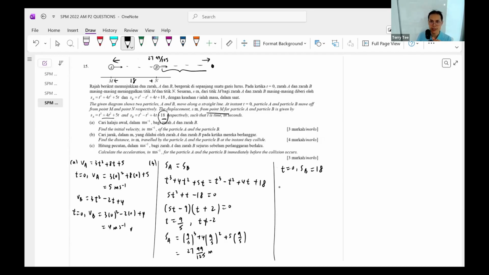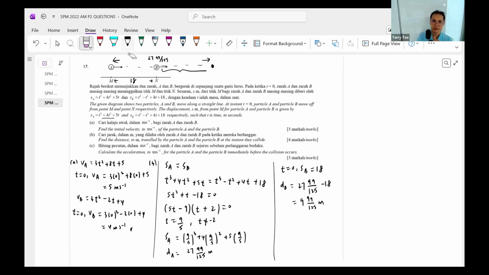So what's the distance traveled by B? This is SA, which represents the distance traveled, so maybe I call it D, distance traveled. Distance traveled by A is this. Distance traveled by B is actually shorter. Why? A has to catch up with B, right? Whatever distance A travels, B travels 18 meters less. So I take 2799 over 125 minus 18. I get 999 over 125. Now, if you find this confusing, just substitute 9 over 5 straight into SB. You get the answer.